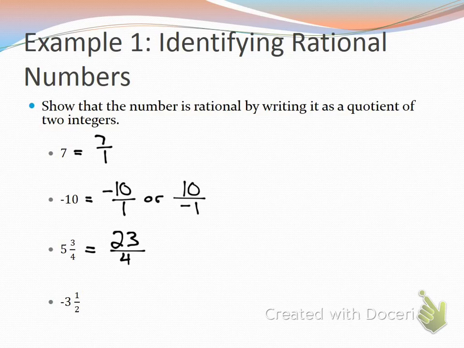23 over 4. All right, now, with a negative fraction, it's important that you pay attention and listen to this. With a negative fraction, I'm going to convert the mixed number, ignoring the negative. So 3 times 2 is 6, plus 1 is 7. 7 over 2. Now I'm going to either attach the negative to the numerator or the denominator.